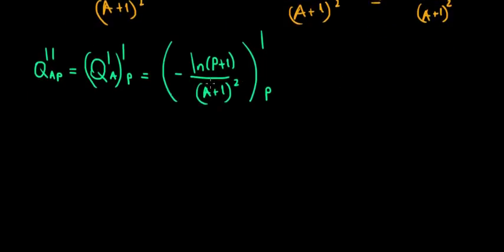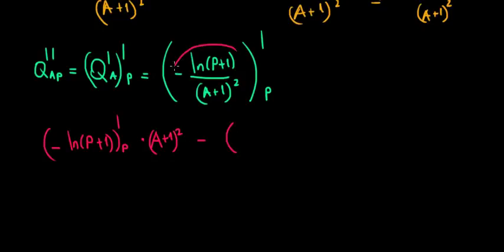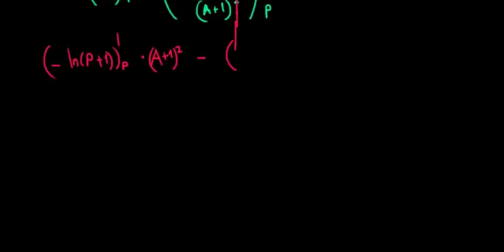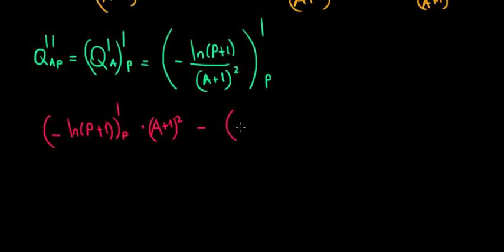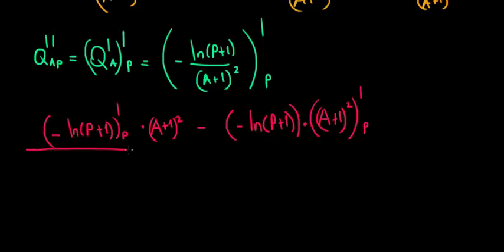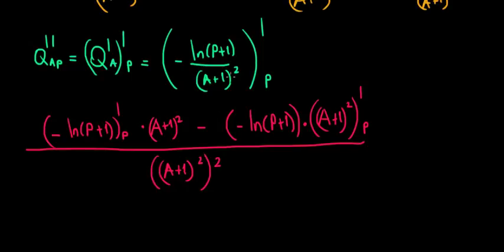It's going to be the derivative of the upper term, minus ln of P plus 1 derivative with respect to P, times A plus 1 to the power 2, minus, in brackets we keep the first term, so that's minus ln of P plus 1, times A plus 1 to the power of 2 derivative with respect to P, divided by A plus 1 to the power of 2 to the power of 2 one more time, because that's the denominator, and we take the denominator to the power of 2. So this is the original denominator in this case, to the power of 2.